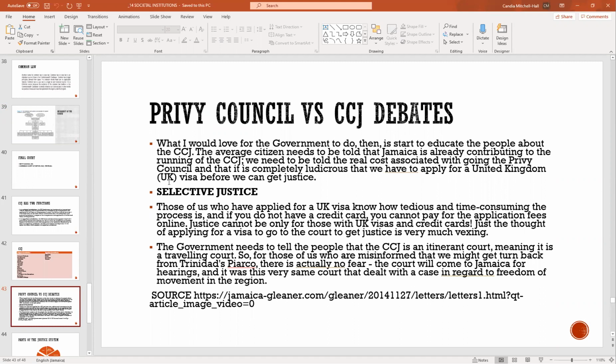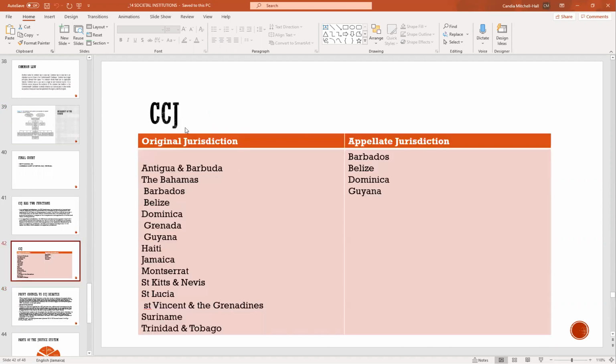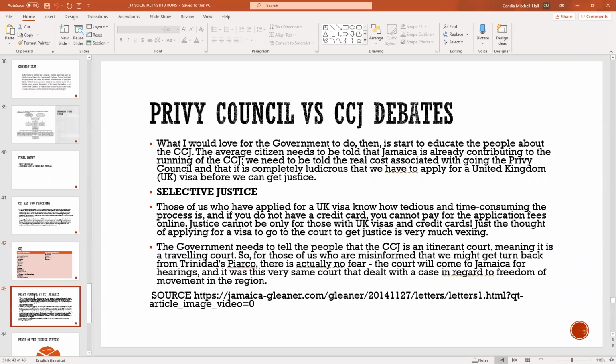One of the arguments, and for me, I believe that we should join the CCJ in its appellate jurisdiction because we're already part of the CCJ in its original. Why? Because we're already paying for the court. We already contribute as a country to the court.